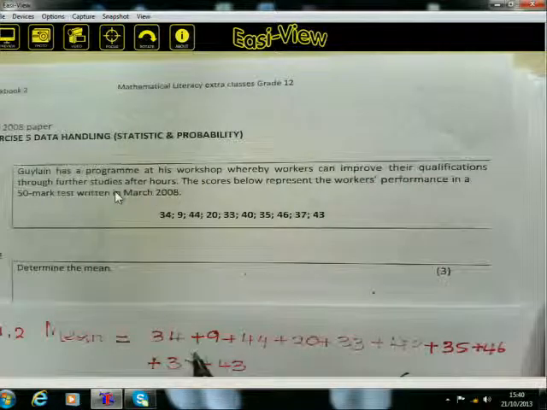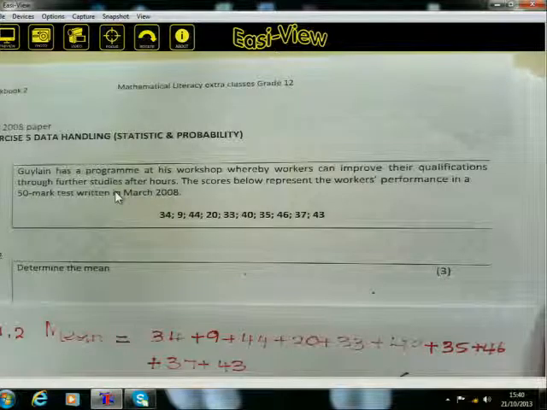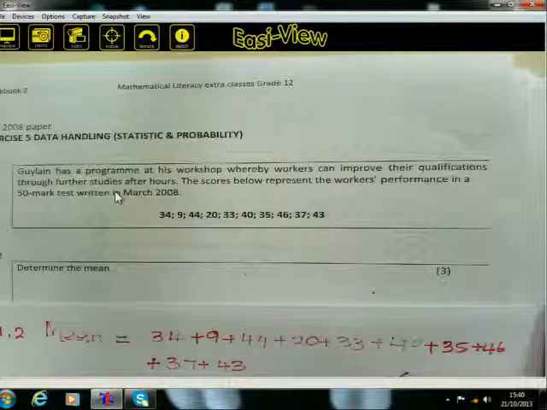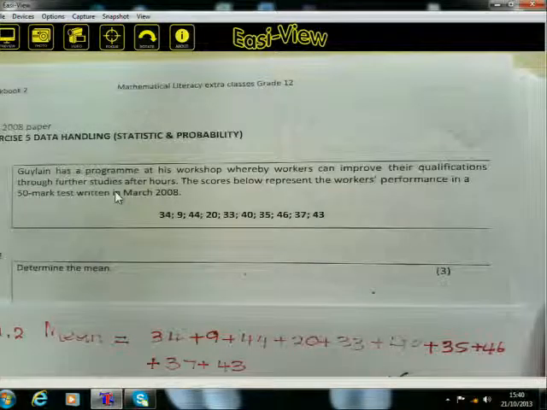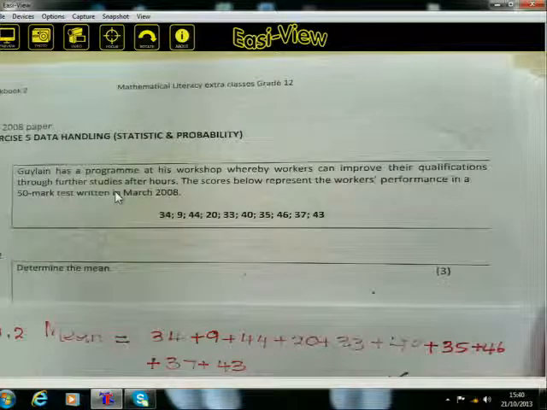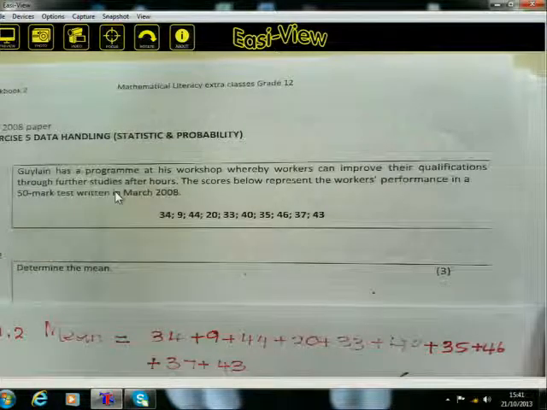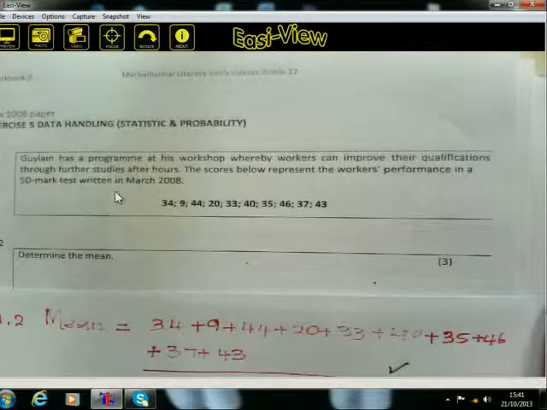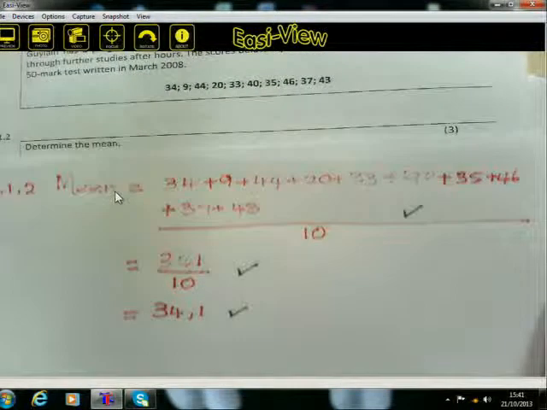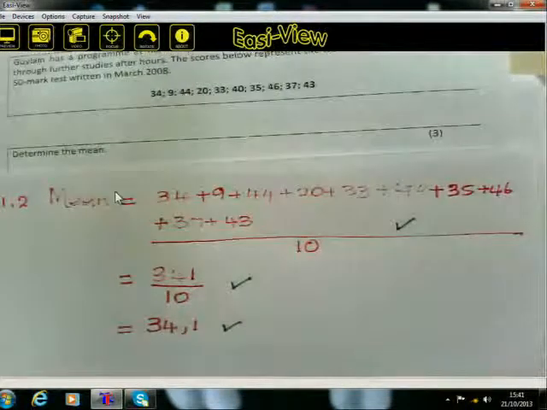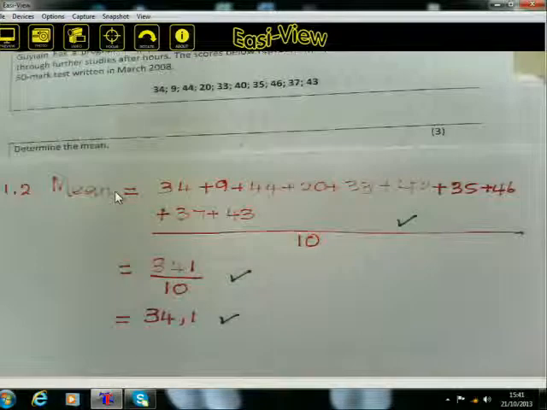Show the sum of the data, then divide it by 10. Then you come to the second step, whereby you have added all the data, which is 341, divided by 10, then your answer will be 34,1. That is all that is expected from you.